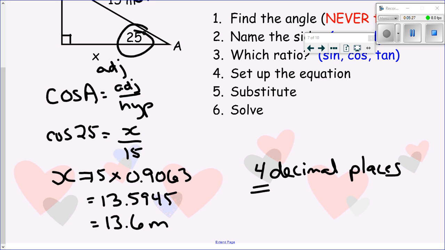Finally, the question doesn't say how many decimal places to solve to. I'm going to assume it's 1 decimal place, so round it to the appropriate number of decimal places and add your units.